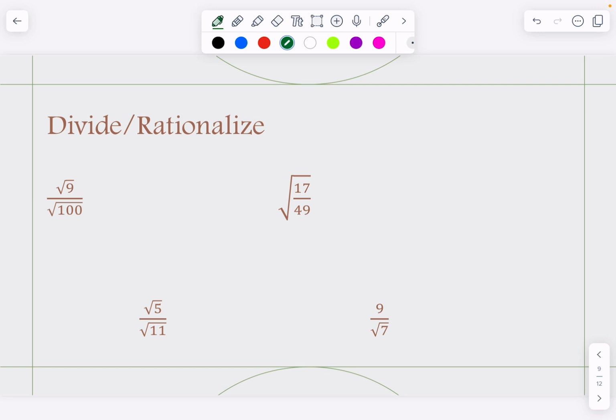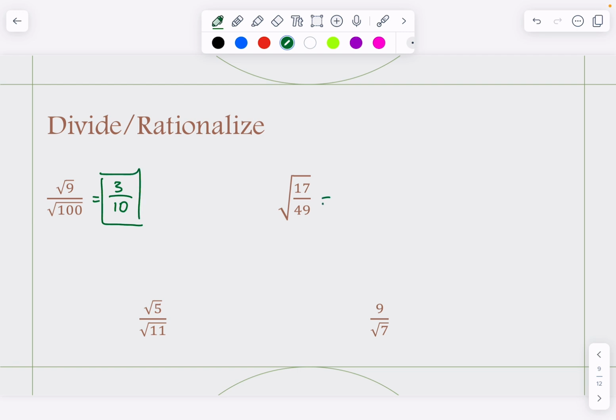So this first one, I have the square root of 9 over the square root of 100, both of which are perfect squares. So I'm going to get whole number parts here. The square root of 9 is going to give me 3. The square root of 100 is going to give me 10. Final answer, 3 over 10.